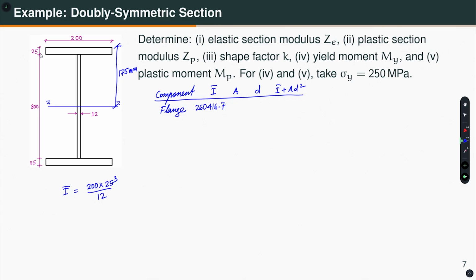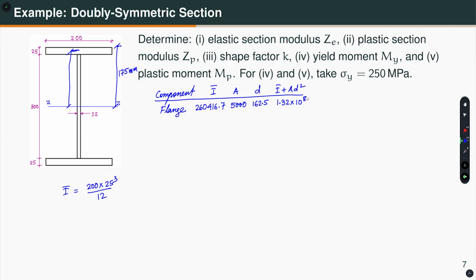Okay. And what is the area? Area is 200 into 25, that is 5000. And what is the d? D is this distance from this to this. How much is that? 175 minus 12.5, and that is 162.5, right. So, now I have I bar, I have A, I have D square. So, if I compute this, this turns out to be 1.32 into 10 raised to the power 8. Okay. So, then I have got two flanges.